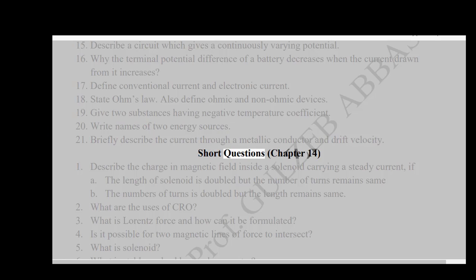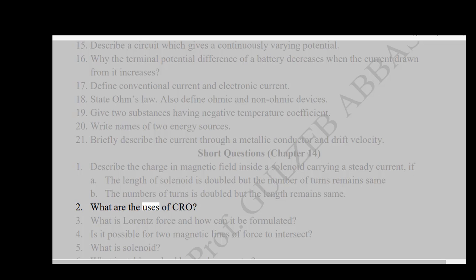Short Questions, Chapter 14. 1. Describe the change in magnetic field inside a solenoid carrying a steady current, if A. The length of the solenoid is doubled but the number of turns remains the same. B. The number of turns is doubled but the length remains the same.